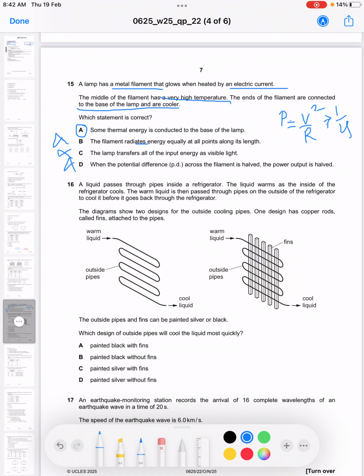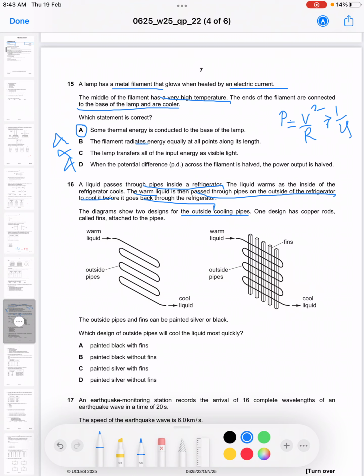Okay, now come to question number 16. A liquid passes through the pipes inside the refrigerator. The liquid warms as the inside of the refrigerator cools. The warm liquid is then passed through the pipe to the outer side of the refrigerator to cool it before it goes back in through the refrigerator. The diagram shows two designs of the outside cooling pipe.